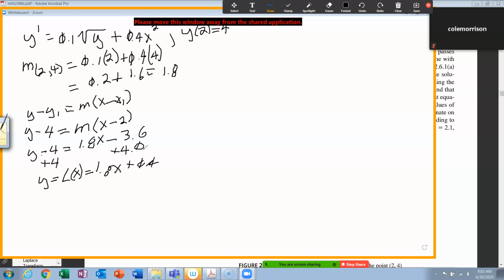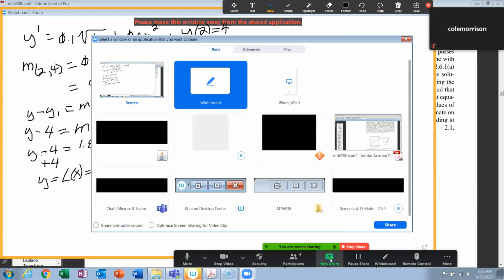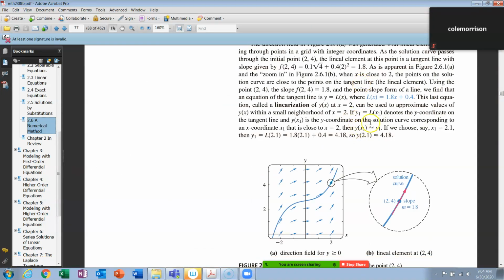That's how they got this equation here. Sorry, I'm pretty slow at this, having to move back and forth between the two. That's your linear approximation, y or L of x, the linear approximation where it's going at that point, 1.8x plus 0.4. That's how we got it.